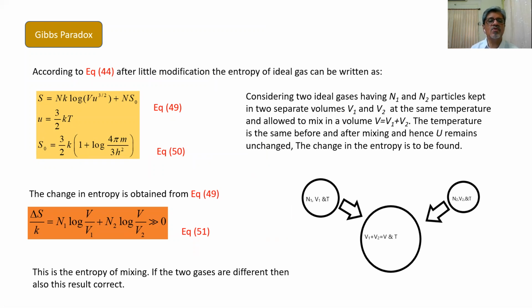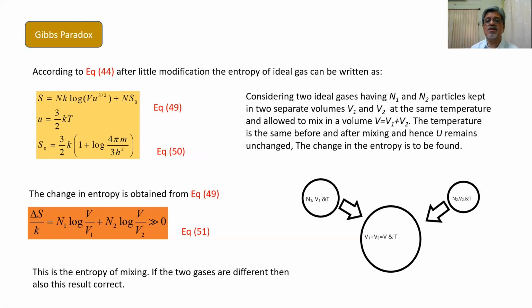According to equation 44, after a little modification, the entropy of an ideal gas can be written as S = Nk log[V u^(3/2)] + N s0, where u = 3/2 kT and s0 = 3/2 k[1 + log(4πm/3h²)]. These are represented by equation number 49 and equation number 50, which are given in the yellow box.